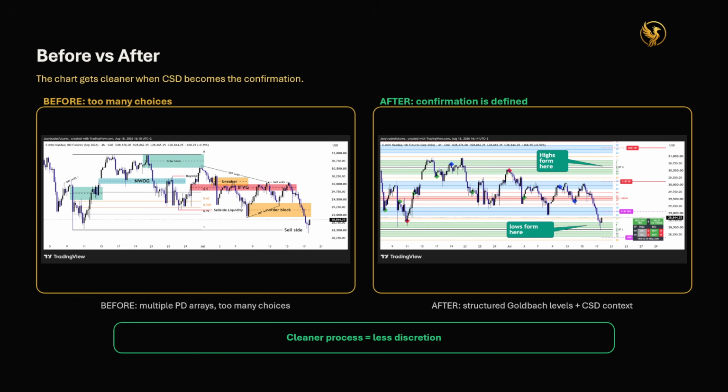The process becomes cleaner because I no longer need to enter simply because price touched an order block box or a fair value gap. Which one of these will hold is very subjective when coming to a chart like this, right? We have too many choices.